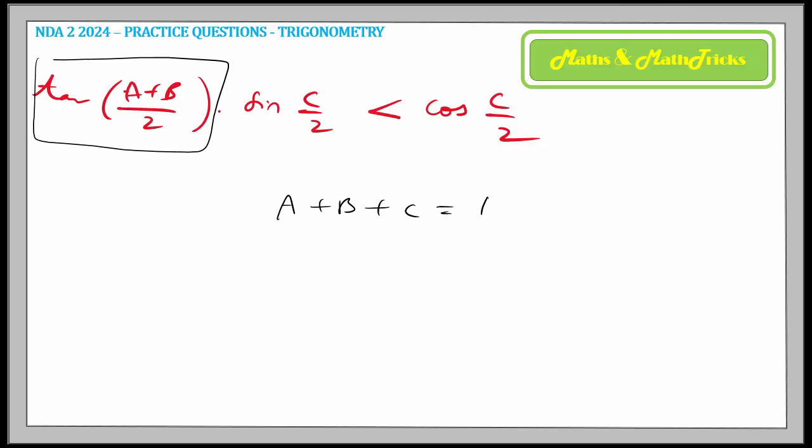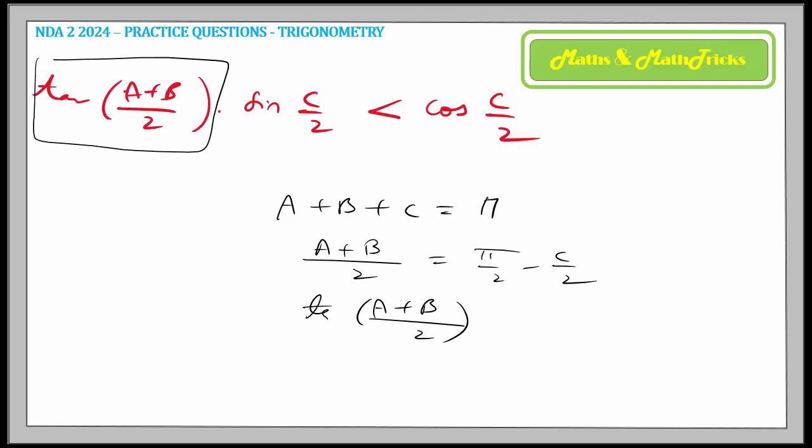A plus B plus C is pi. Right? You want (A plus B) by 2. So divide throughout by 2. You will get (A plus B) by 2 is pi by 2 minus C by 2. Apply the tan ratio. Tan of (A plus B) whole divided by 2 is equal to tan of (pi by 2 minus C by 2), which is cot C by 2.